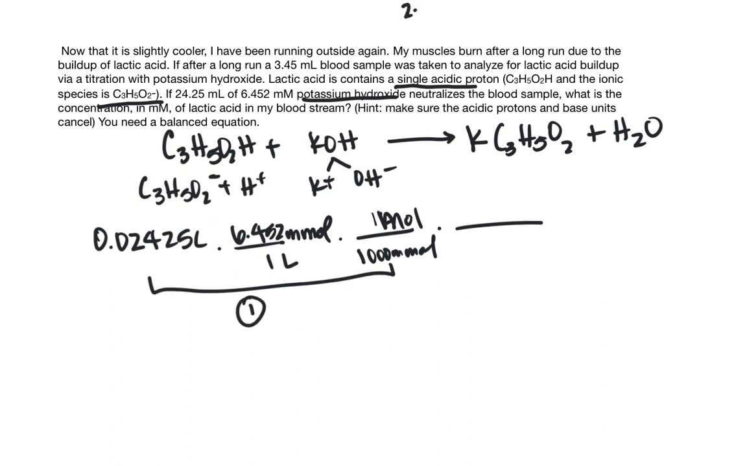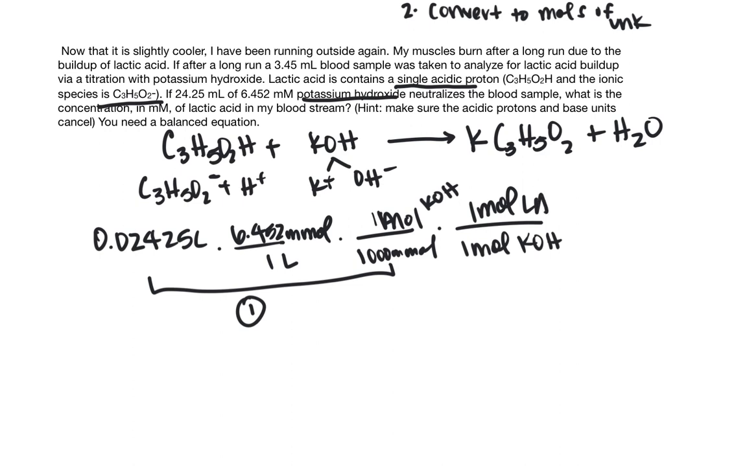Step 2 is to convert to moles of unknown. So this here is KOH. So we know there's 1 mole of KOH for every 1 mole of lactic acid. And so this tells us that we have 0.0001565 moles of lactic acid.